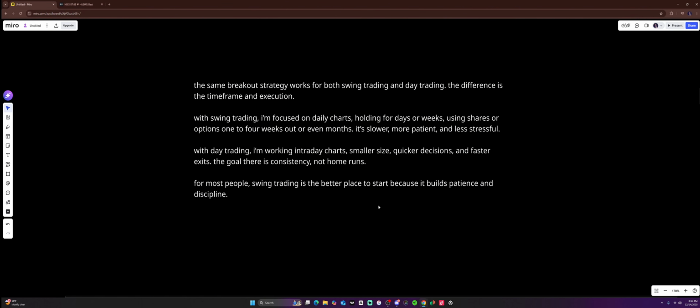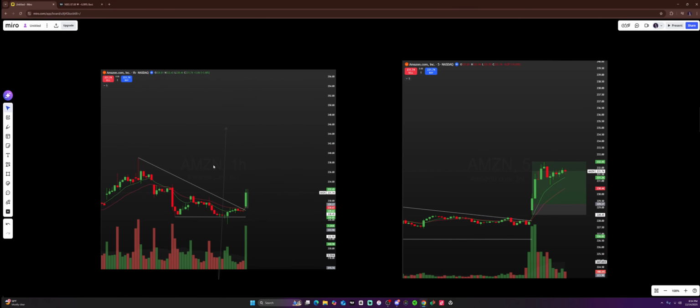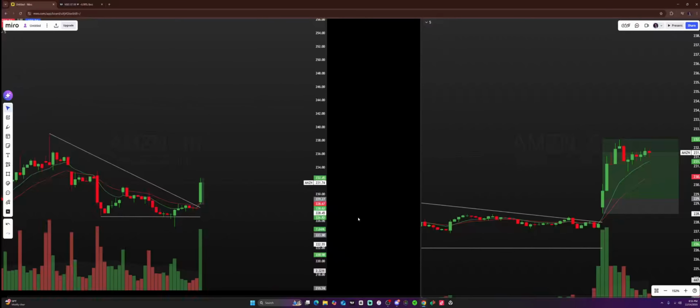So I want to go over a couple of the charts. I have them right here on the stock Amazon. I actually was going to take it. I think a couple of my students ended up taking this stock. I actually missed it, so I didn't chase it. And I let it go, and it is what it is, right? So let's go right here.